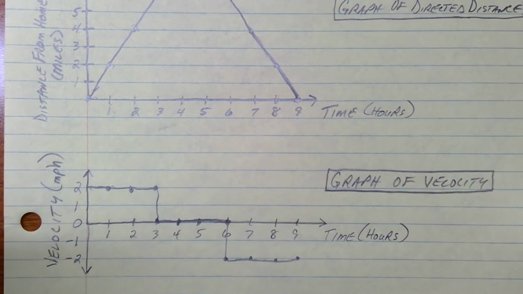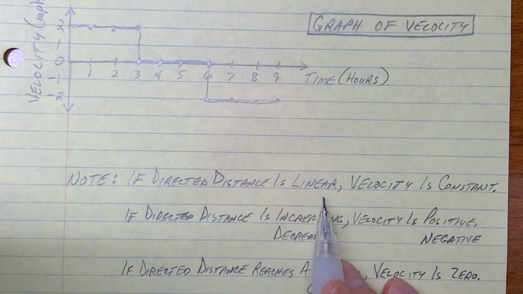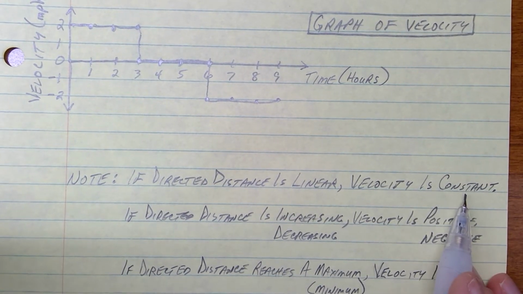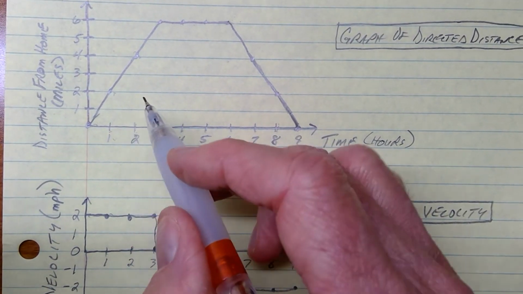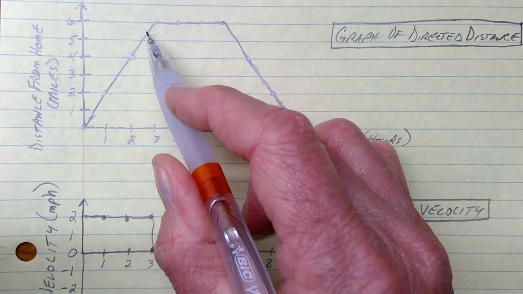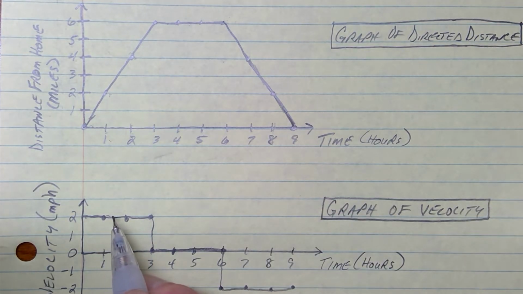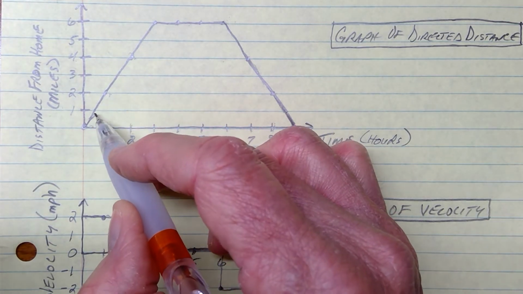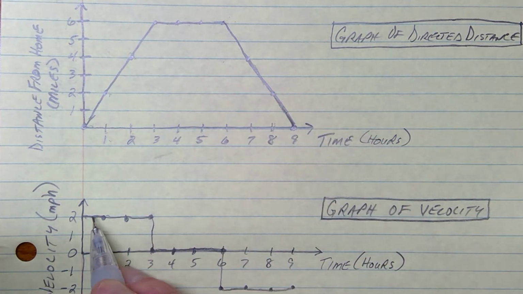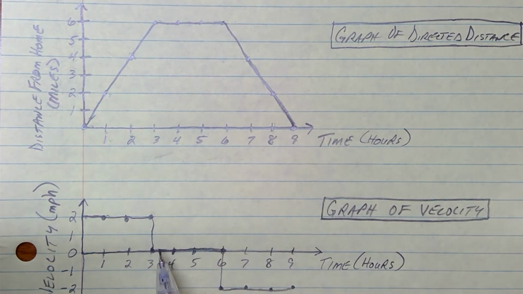Okay. All right. So some things to note about this graph is if directed distance is linear, your velocity is constant. Let's look at that on the graph. If directed distance is a line, that's what linear means. If directed distance is a line, so we have a line for the first 3 hours, well then your speed, now I keep saying speed, your velocity will be the same. That's what constant means. So if your directed distance is linear, your velocity will be constant.